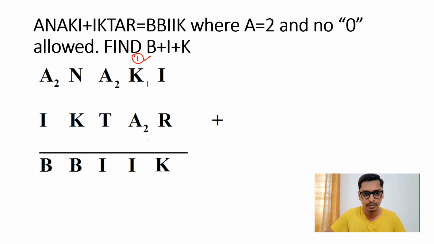So this 1 plus 1 plus 2, I get the value of I equivalent to 4, right? So I is 4 now and the value of K I fixed as 1. So 4 plus what do I get 1? So it is 7, right?